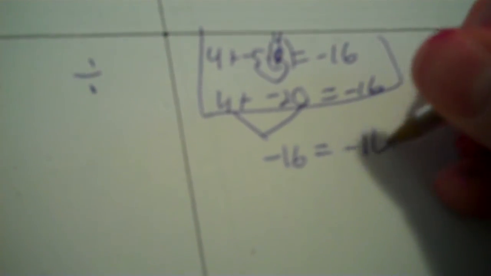Now, if you want to check your answer, the original equation, we had a 4 plus a negative 5 times x equals negative 16. So if I replace my x with 4, I would then times negative 5 by 4, negative 20. So I'd have 4 plus negative 20 equals negative 16. Then I'd add those, and that's negative 16, just like it should be.